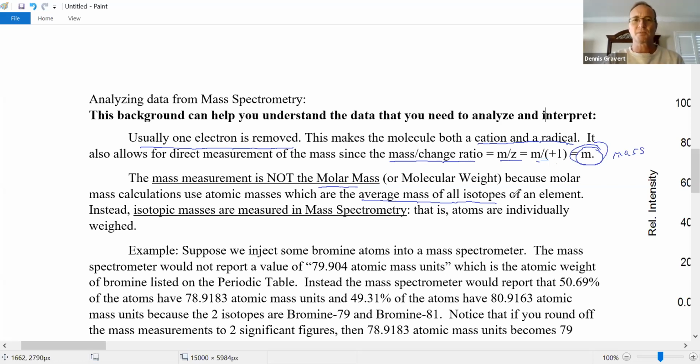Okay, so those are 2 important points. One electron being removed, measure the mass, and we're looking at individual isotopes. Isotopic masses are measured in mass spectrometry. Okay, so let's go into that in a little bit more detail.